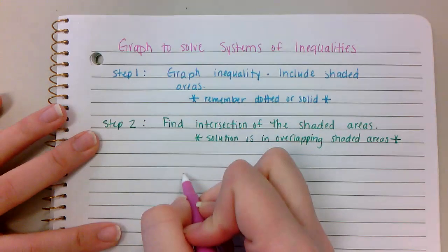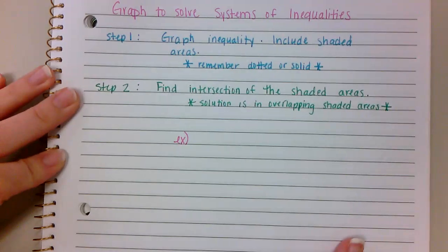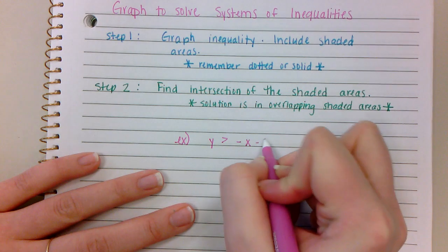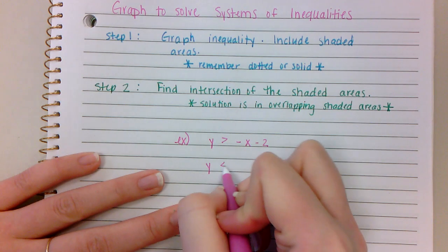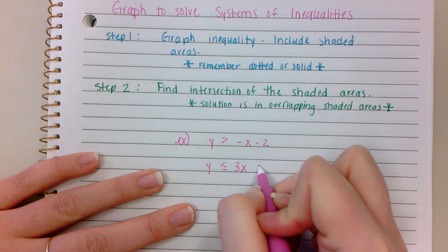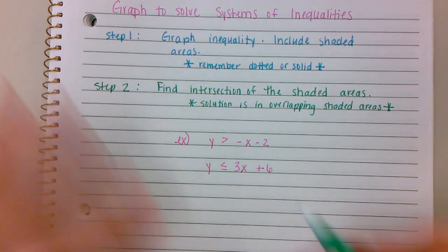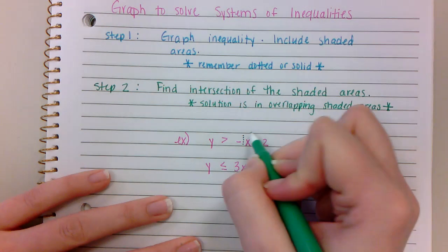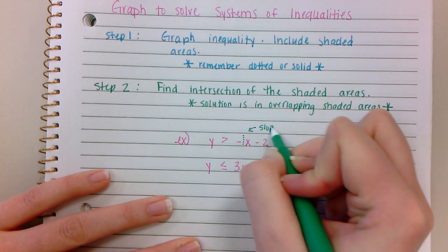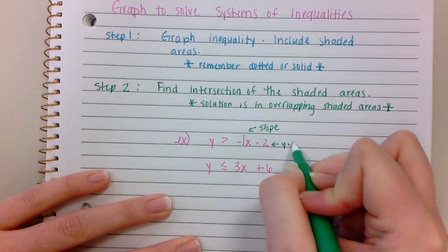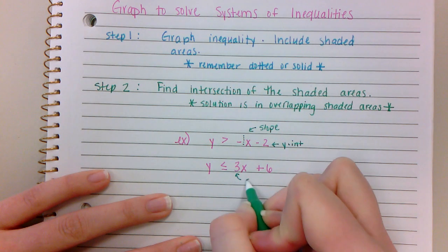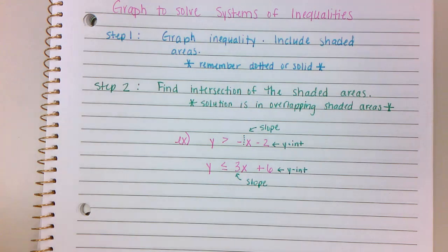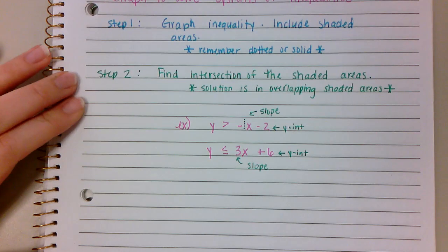So I'm going to give you an example now. y is greater than negative x minus 2, and y is less than or equal to 3x plus 6. So, in looking at this, we know that there's an imaginary or an invisible 1 right there. So that's my slope, and that's my y-intercept. That's my slope, and that's my y-intercept. So I know it's in slope-intercept form. So all we're going to do is graph these two.